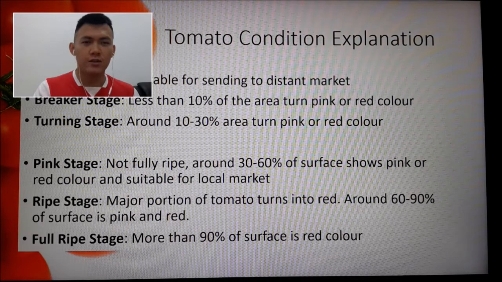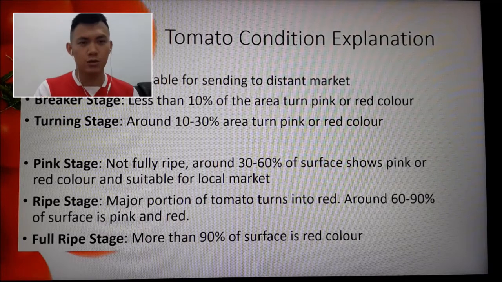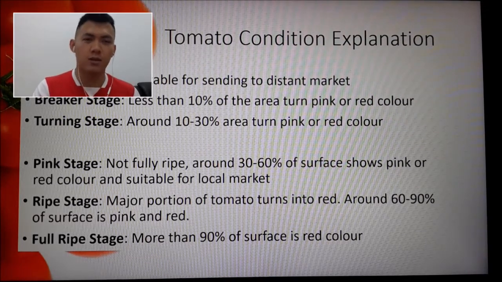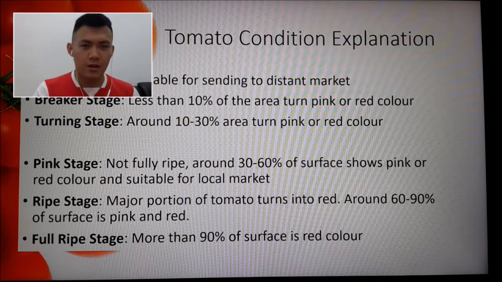The ripe condition means that a major portion of the tomato has turned ripe, and around 60 to 90% of the surface of the tomato is pink and red. And the full ripe stage of the tomato means that more than 90% of the surface of the tomato is in red color.